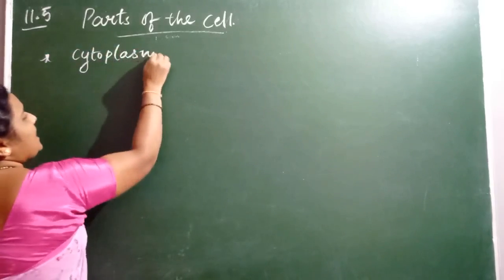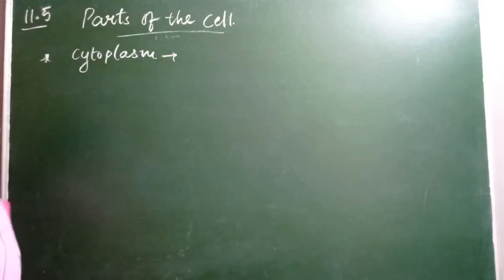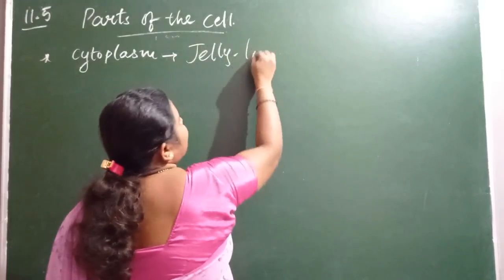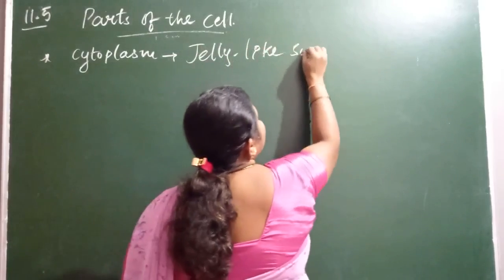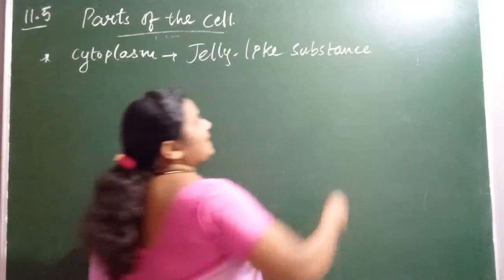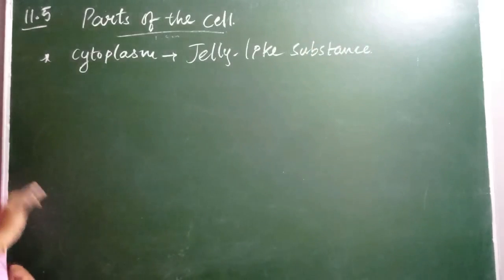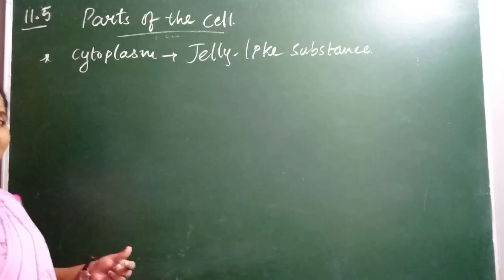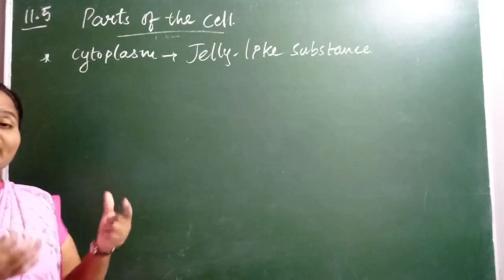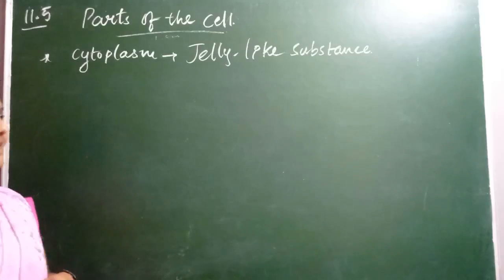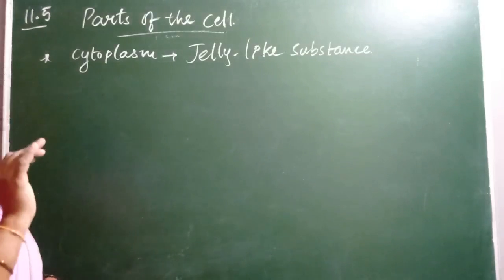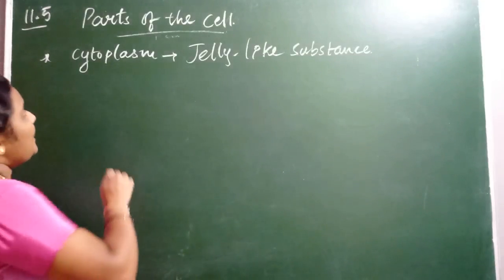Now we will discuss one more part of the cell, that is cytoplasm. As I told earlier, cytoplasm is a jelly-like substance present inside the cell membrane. Means inside the cell membrane, a fluid-like material will be present, and it will give shape to the cell membrane.